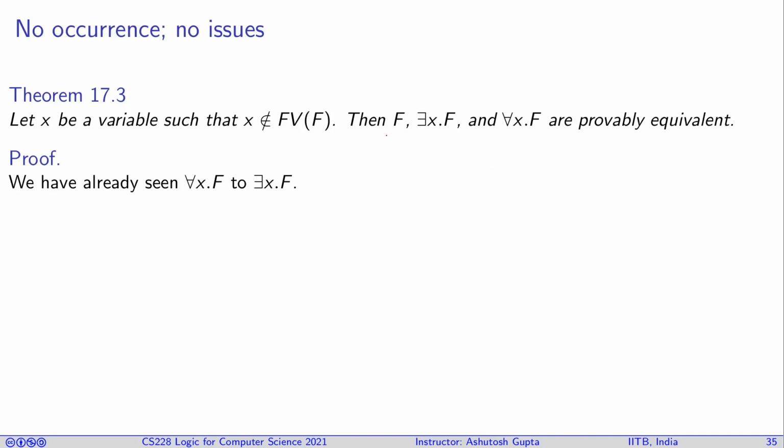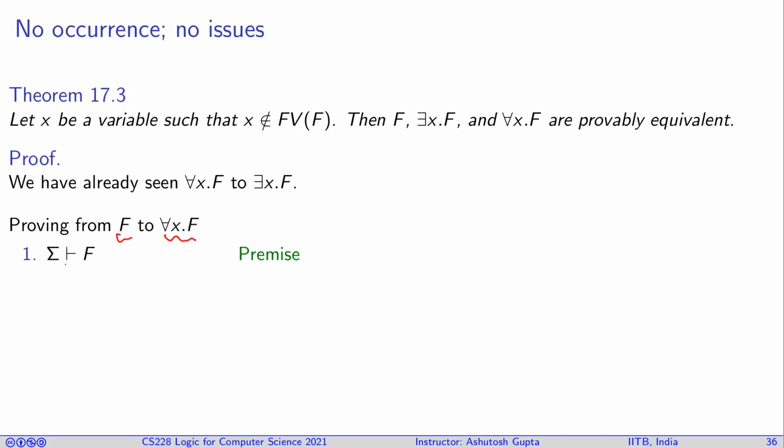Okay, so let's suppose x does not occur in this formula f. So out of the blue, I can introduce quantifiers here. If I have f, then I can say there exists x f, or for all x f, in any direction. Let's see how I can prove it. We have seen that if you have this formula, I can derive all of this formula. So well and good. Now we will see from f how I can get to for all x f.